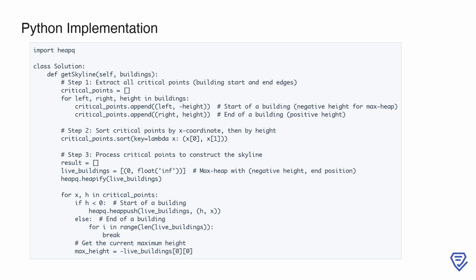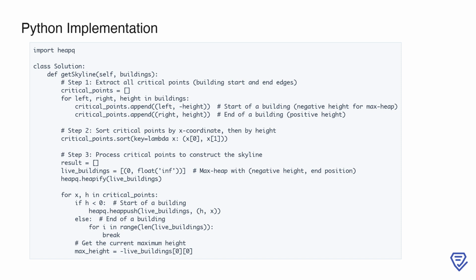After gathering all the critical points, we sort them primarily by their x coordinates. If two points have the same x coordinate, we sort by height to ensure the order is consistent. Next, we prepare to process these points. We initialize an empty result list to store the skyline's key points and set up a live_buildings heap to track the active buildings' heights. Initially, this heap contains a dummy building with height 0 and an end position of infinity, ensuring that even when no buildings are active, the skyline is properly calculated.